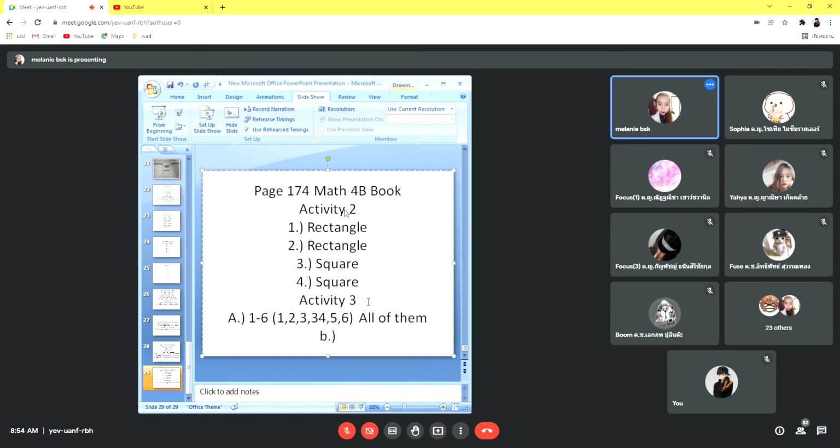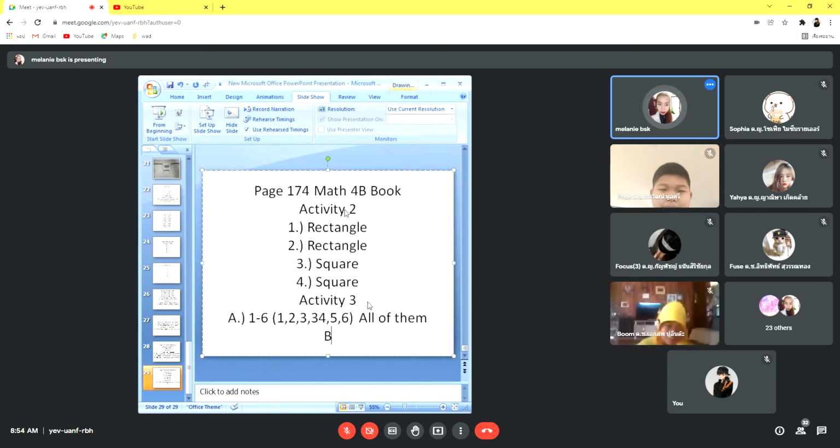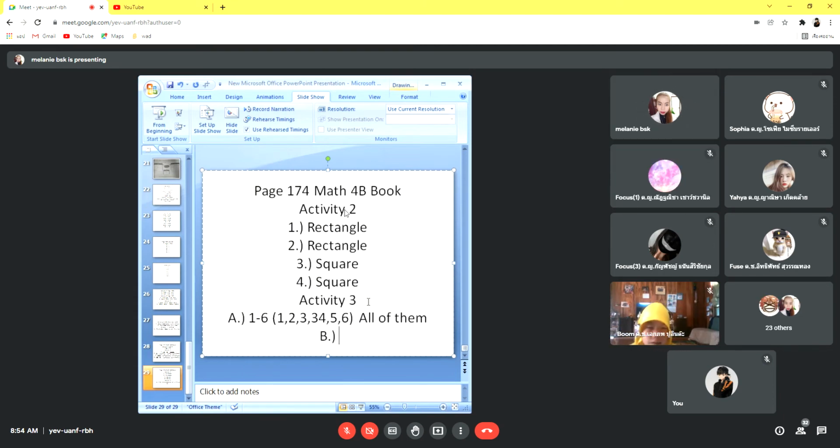How about letter B? Which items are squares? Which number? Which items are squares, children? Anybody? 2. 2, what else? 4. 4, what else? 5. 5, very good.